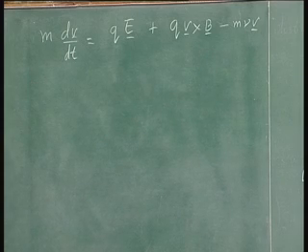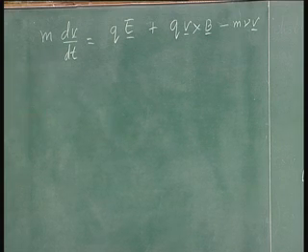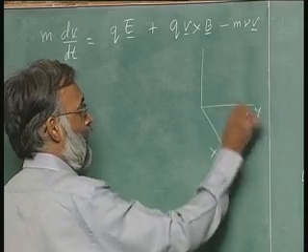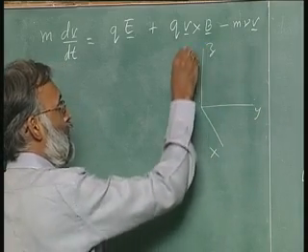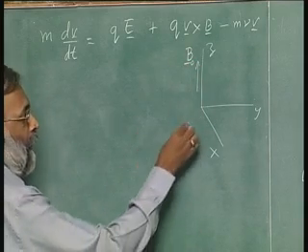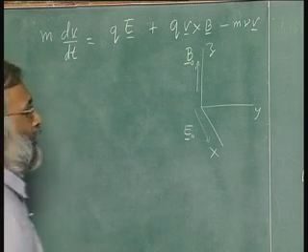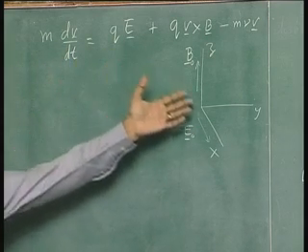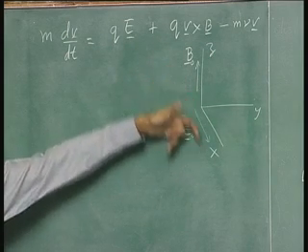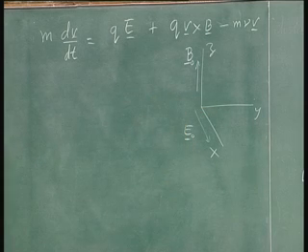Last time I took you through the steps to solve this problem. I assume that I have x, y, z axes. I assume I have a magnetic field, which I am going to call B naught, and an electric field, let us call it E naught. But as I worked out last time, you do not have a velocity only in the direction of the electric field, but because of the magnetic field you have velocity in the y direction as well.